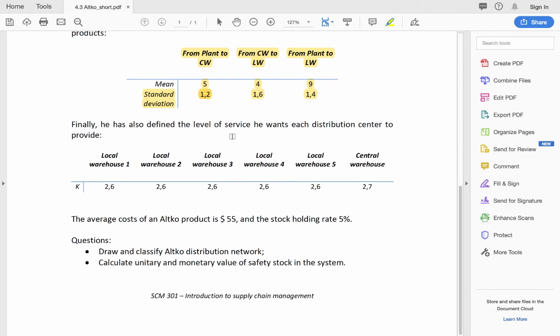Finally, he has also defined the level of service he wants each distribution center to provide. These are the key values of each local warehouse and the central warehouse in the system. The average cost of an Altko product is $55 and the stock holding rate is 5%. So the question is: draw and classify the Altko distribution network and calculate the unitary and monetary value of safety stock in the system. Pay attention to this request. Let's see how we can do that.